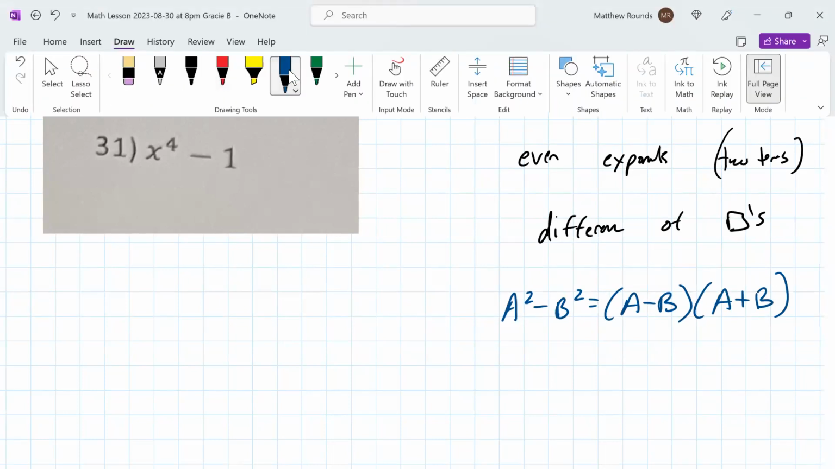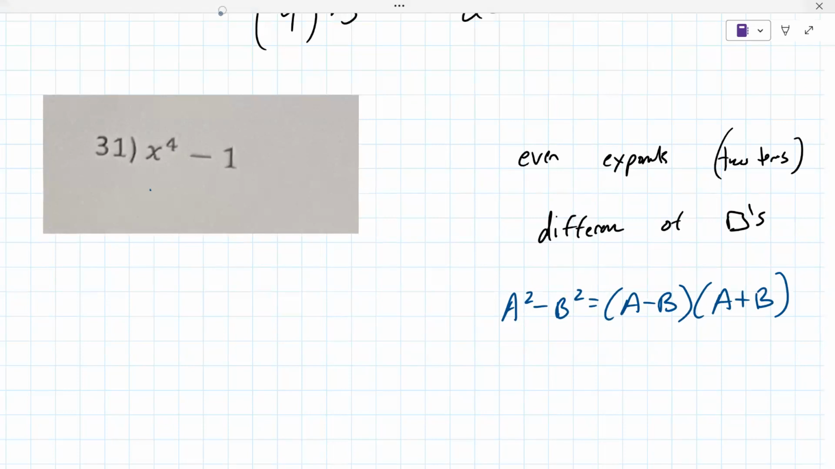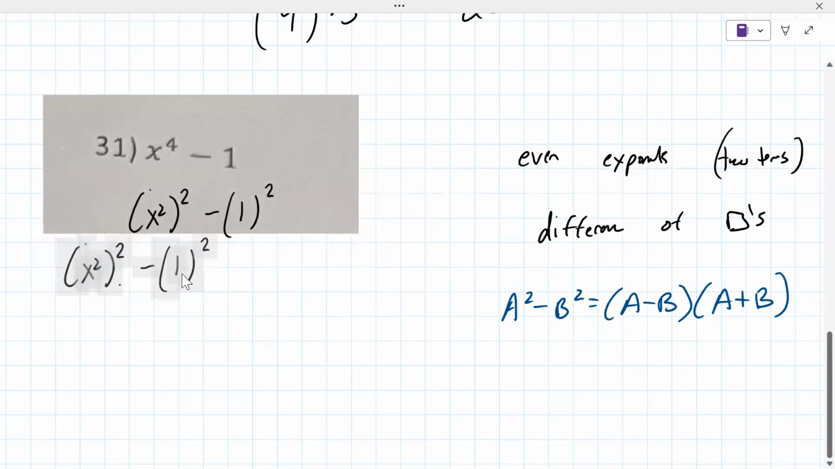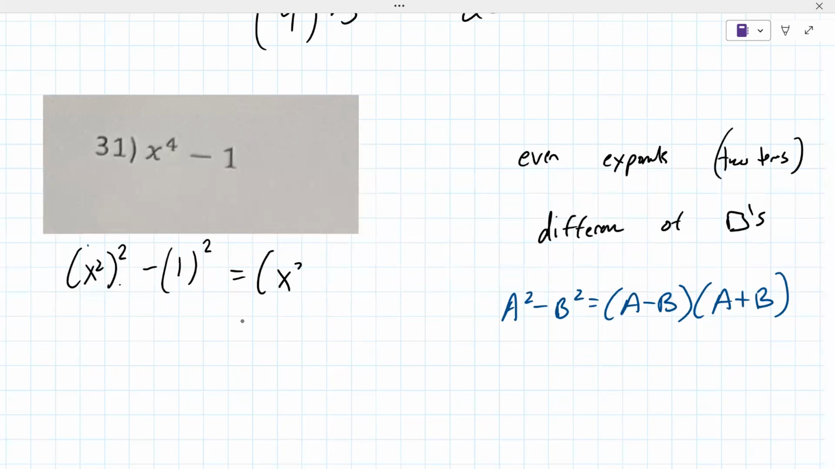And so this is, let me rewrite it here, x squared squared minus 1 squared. The exponent to the exponent you multiply to get the 4. 1 to any power is always 1. So this x squared is like your a. Your a is whatever's being squared. Your b is whatever is being squared. So this becomes x squared minus 1, x squared plus 1.